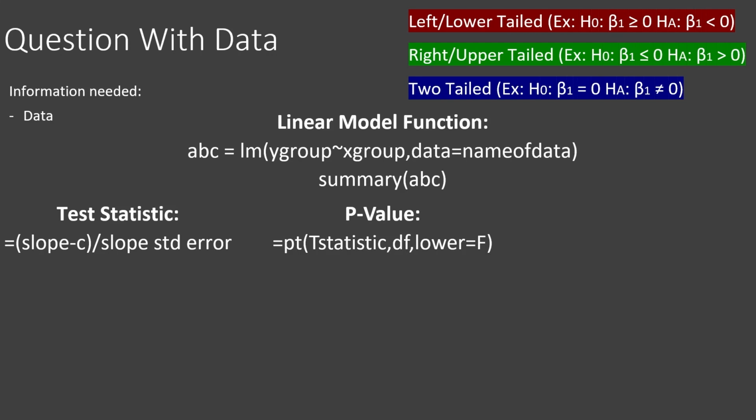For the p-value, you use the pt function with your t statistic, your degrees of freedom, and then lower equals F. And if you're asked for a confidence interval, you use the confint function, I think that's how you call it. You just use your linear model, comma, and then level equals your confidence level.